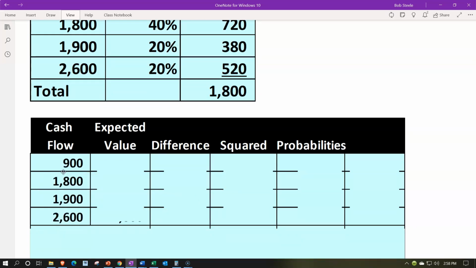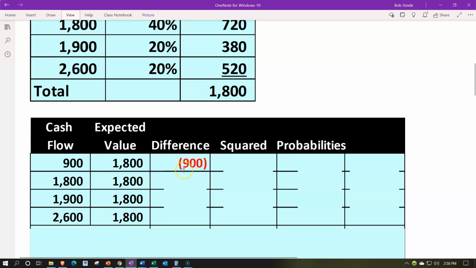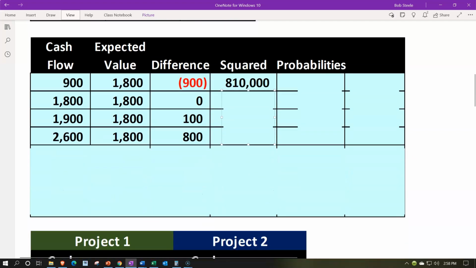So we have the cash flows once again, the 900, the 1,800, the 1,900, the 2,600, and the expected value, which you can imagine being basically kind of like the average. That's the 1,800 all the way down. We're going to compare each of our items to that 1,800. The 900 minus the 1,800 is negative 900. The 1,800 minus 1,800 is 0. 1,900 minus 1,800 is 100. 2,600 minus 1,800 is 800. Then we will square it. So the negative 900 squared.